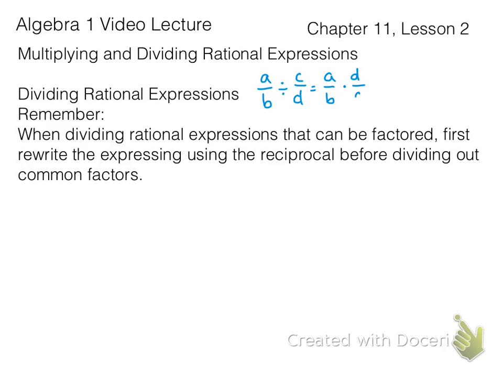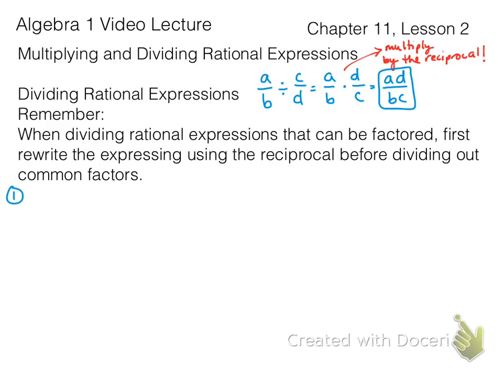So, dividing rational expressions, just remember, it's like dividing fractions. A over b divided by c over d is the same as multiplying by the reciprocal. I hope you guys are having total flashbacks from 6th grade and 7th grade when you say, how do you divide fractions? Well, you multiply by the reciprocal. So we're going to end up with a times d over b times c.